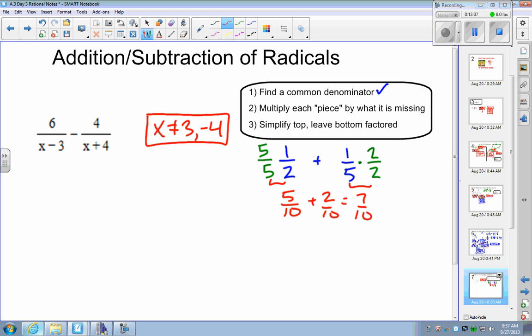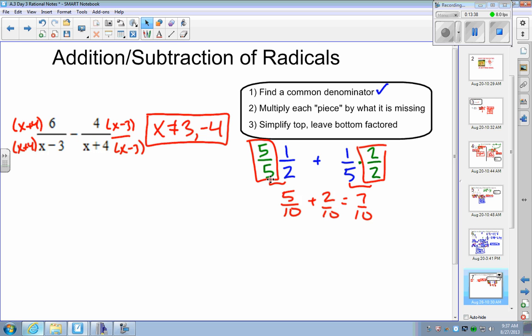So common denominator, I'm going to need an x minus 3 and an x minus 4. Multiply each piece by what it's missing. So what is this one missing to get it to the common denominator? It's got to be an x plus 4 over an x plus 4. Same idea here. This is missing an x minus 3 over an x minus 3. It's the same idea that we did with the fraction problem. Okay, you have to do that top and bottom.